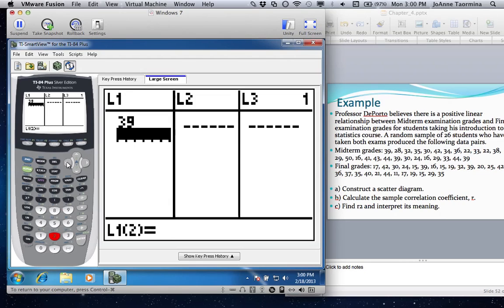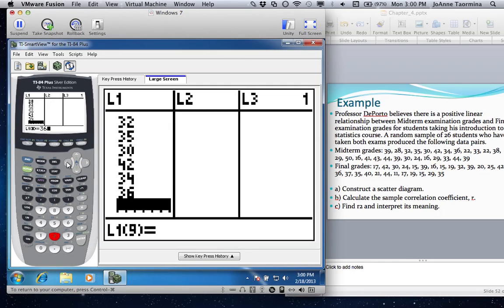So 39, 28, 32, 35, 30, 42, 34, 36, 22, 33, 22, 38, 29, 50, 16, 41, 43, 44, 39, 30, 24, 16, 29, 33, 44, 39.